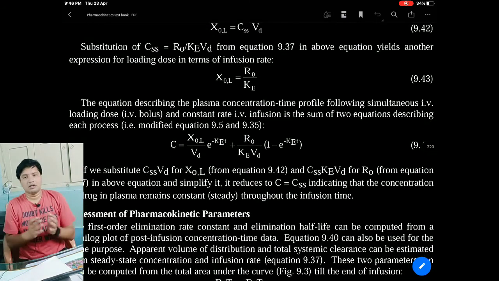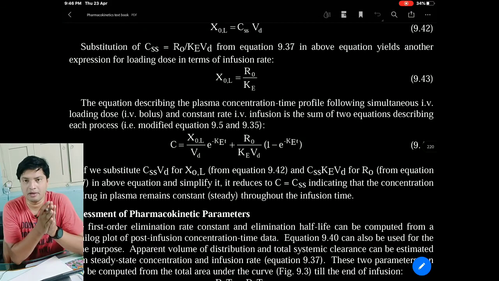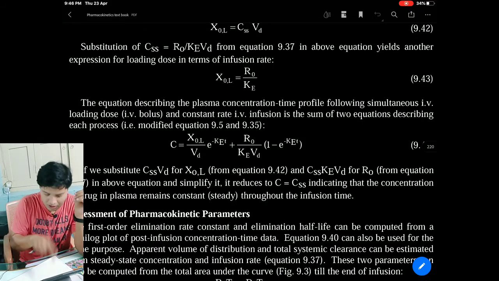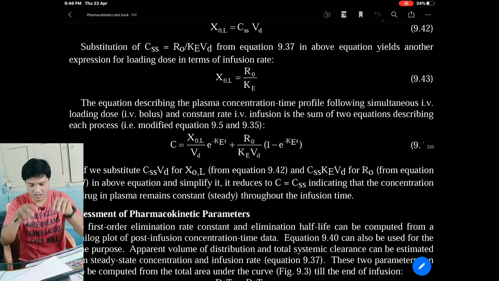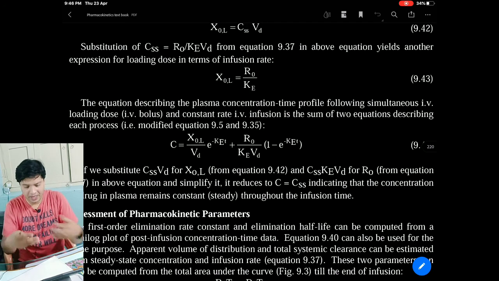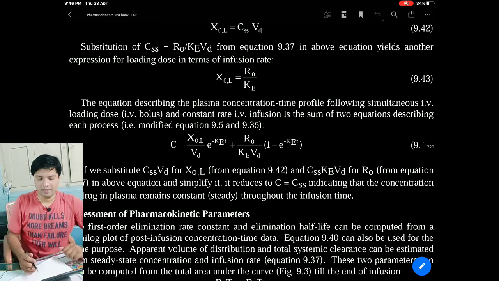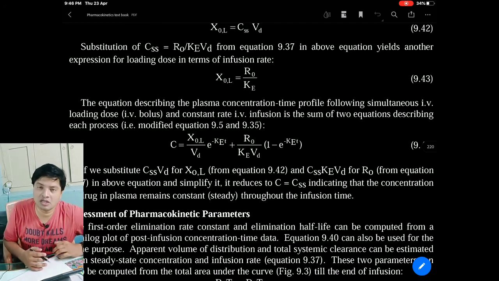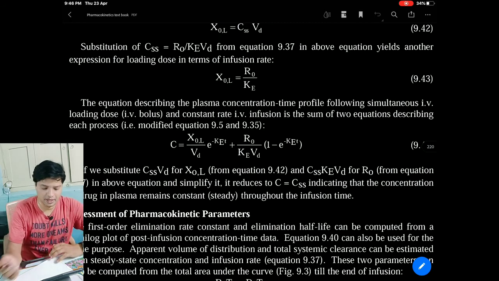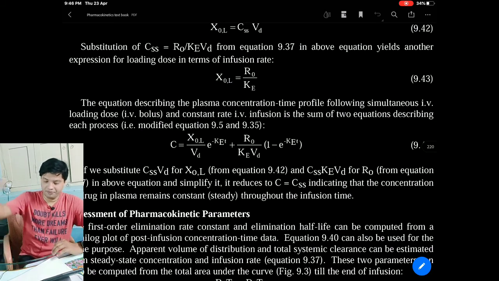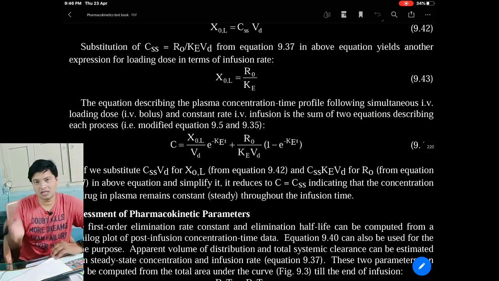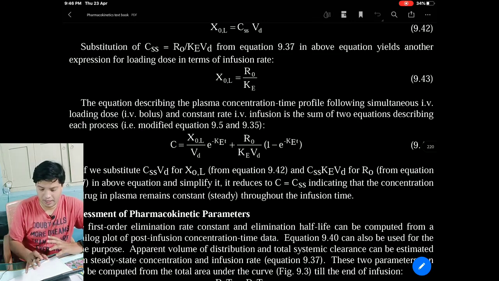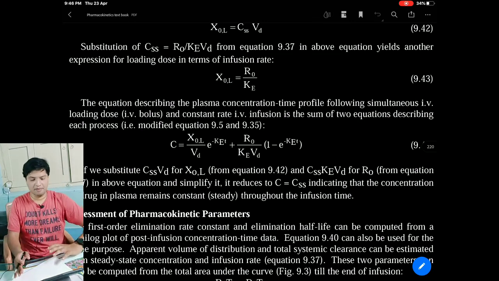Then now we need to take both the equations. One, I am giving IV bolus, so I will take the IV bolus equation here. Two, I am giving infusion, so I will take the infusion equation here. Two equations we will try to combine to get the concentration of drug in the body, in the plasma, over time. So that's what that says. The equation describing the plasma concentration profile over a time period for both IV infusion as well as IV bolus is the sum of two equations describing each phase.